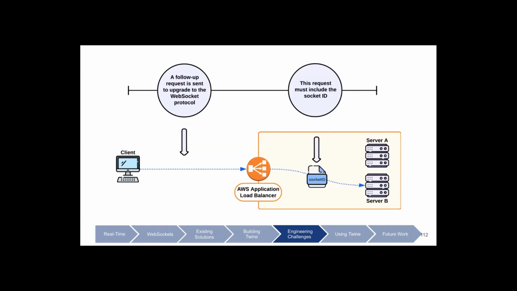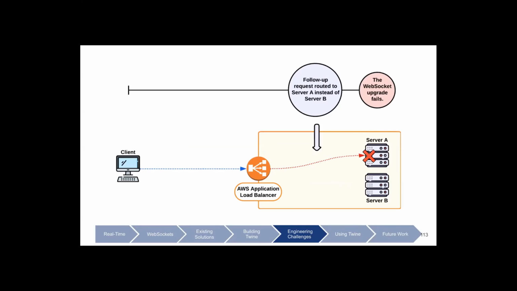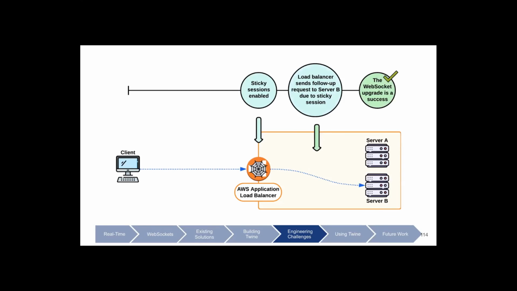The challenge is that the HTTP request to upgrade must reach the same server that generated the Socket ID. Failure to do so results in the Socket.io error session ID unknown, which leads to a failed connection upgrade and fallback to long polling. By default, there is no logic or guarantee that the application load balancer will send subsequent HTTP requests to the same server. The solution was to enable sticky sessions in the load balancer settings. Now, when the second HTTP request to upgrade the connection is sent, it will go to a specific server, the one that generated the Socket ID.